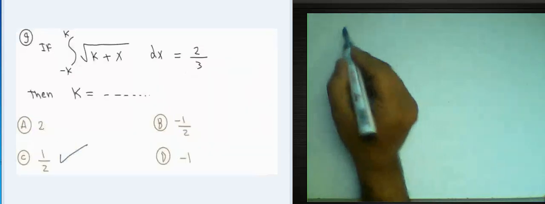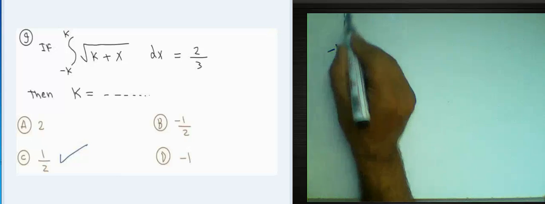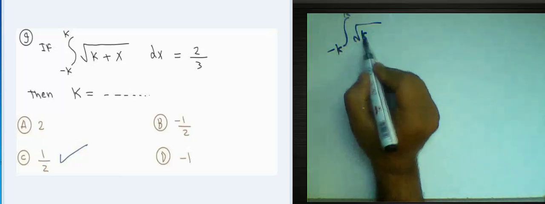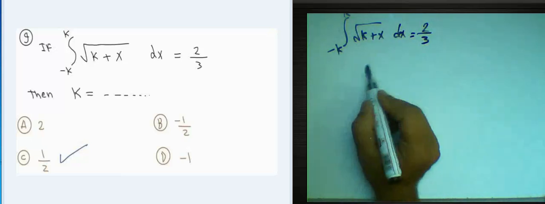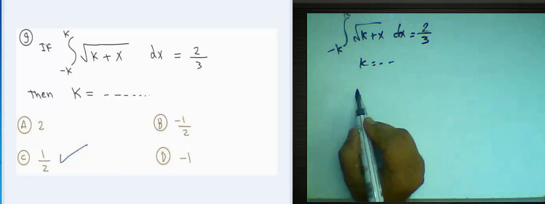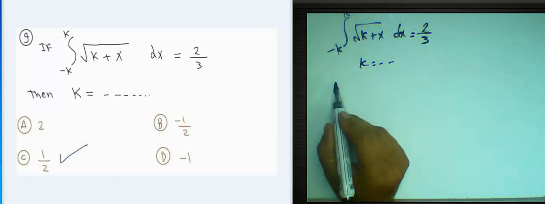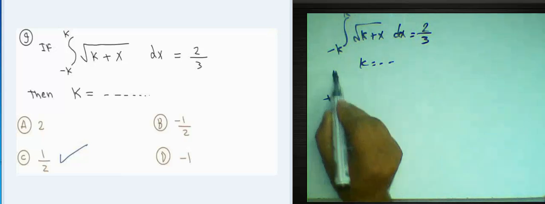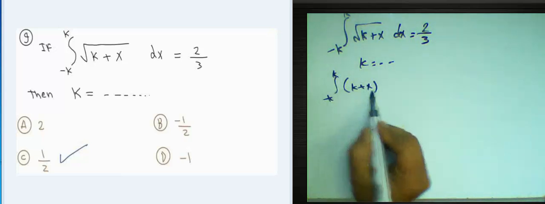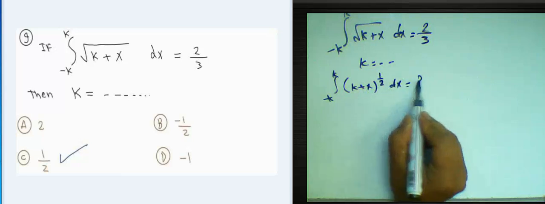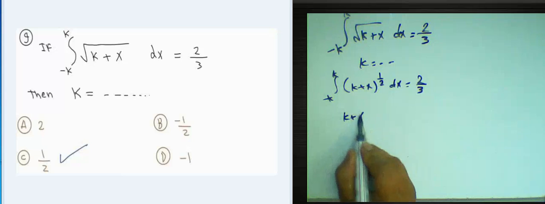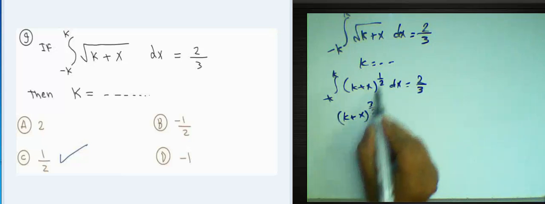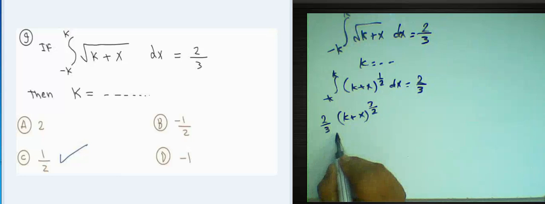Question number 9. If the integration from negative k to k of the square root of k plus x dx equals 2 over 3, you want to find the constant k here. We must solve this example. The integration of the function (k plus x) to the power half dx tells us 2 over 3. We add 1 to the power and divide by the new power: (k plus x) to the power 3 over 2, divided by 3 over 2, which will be 2 over 3.